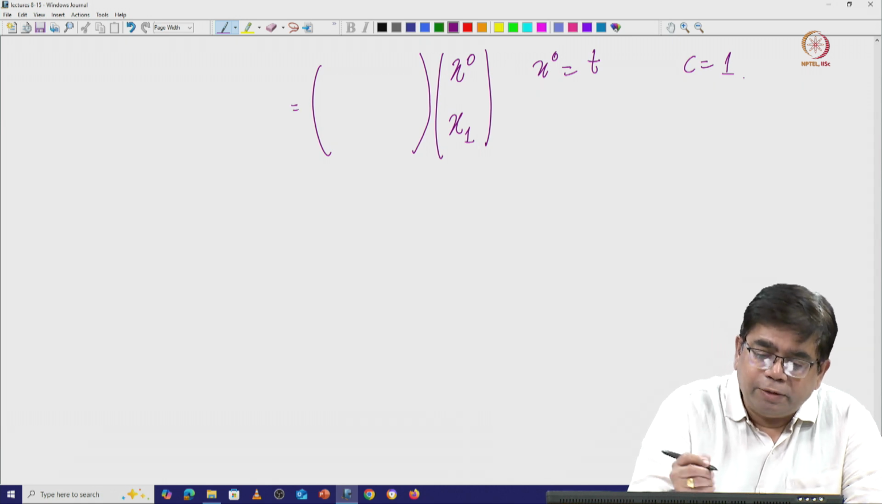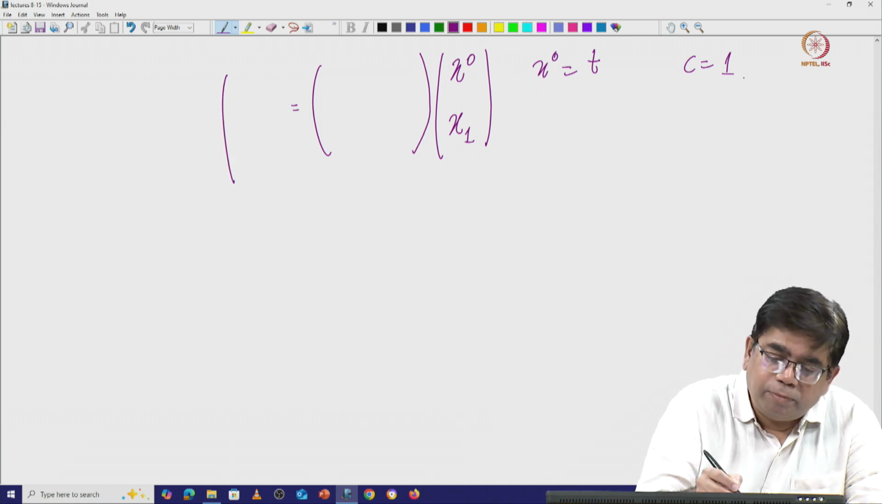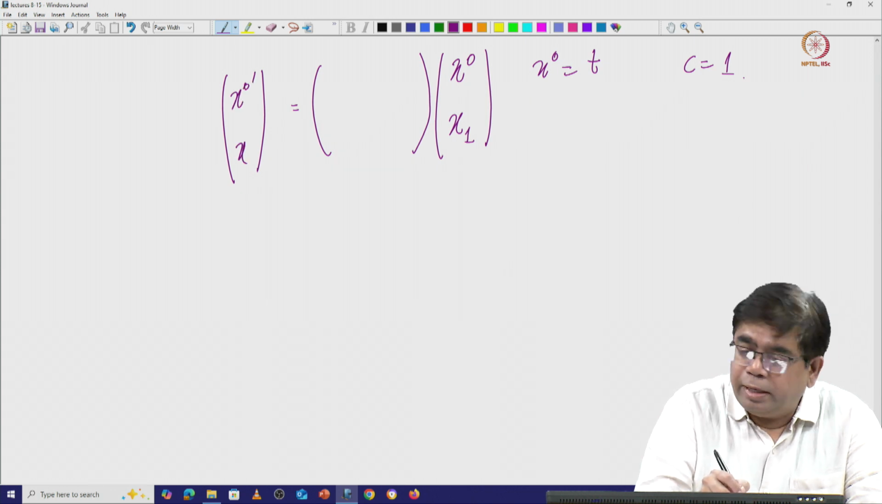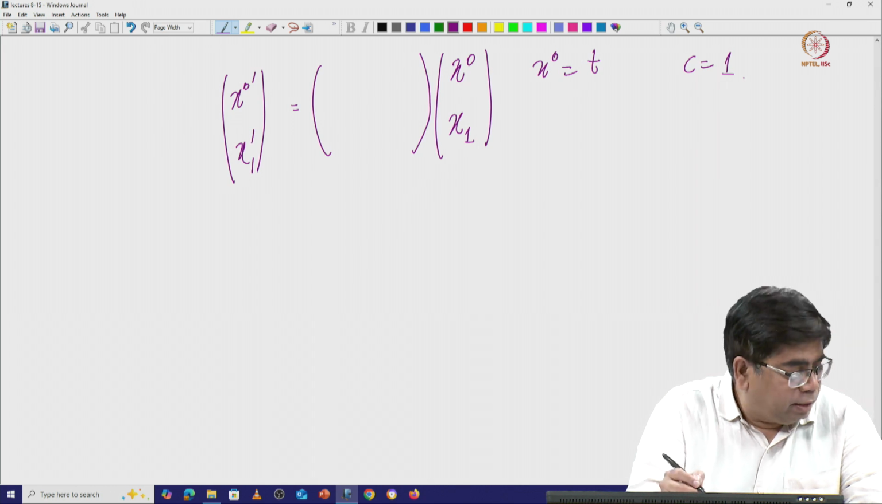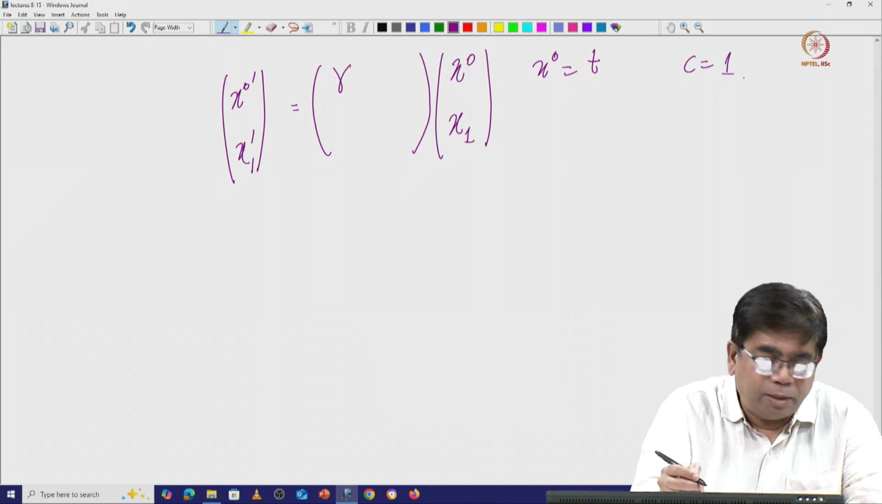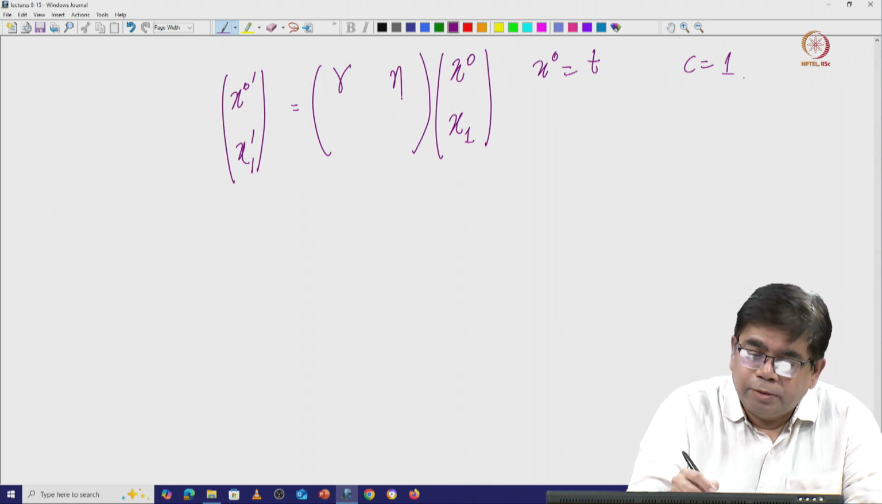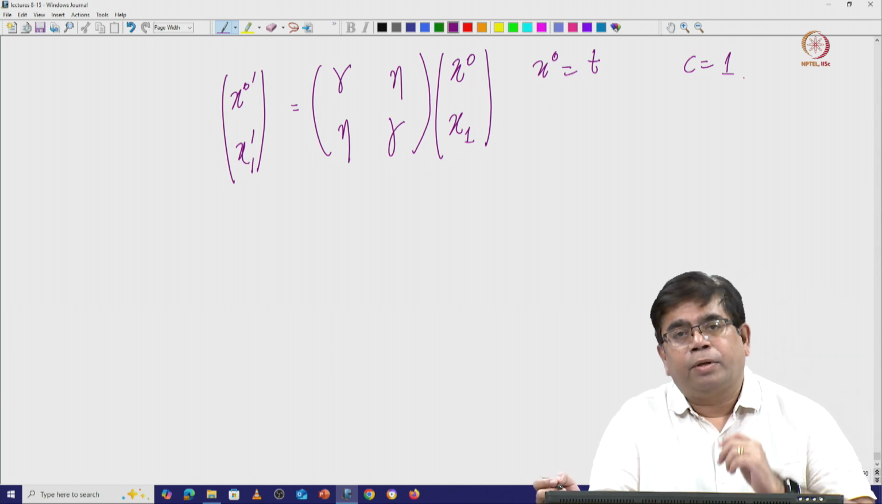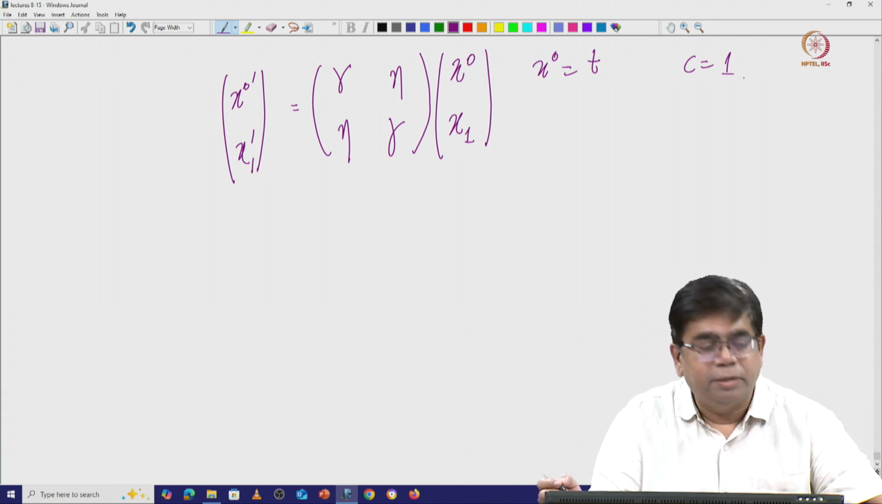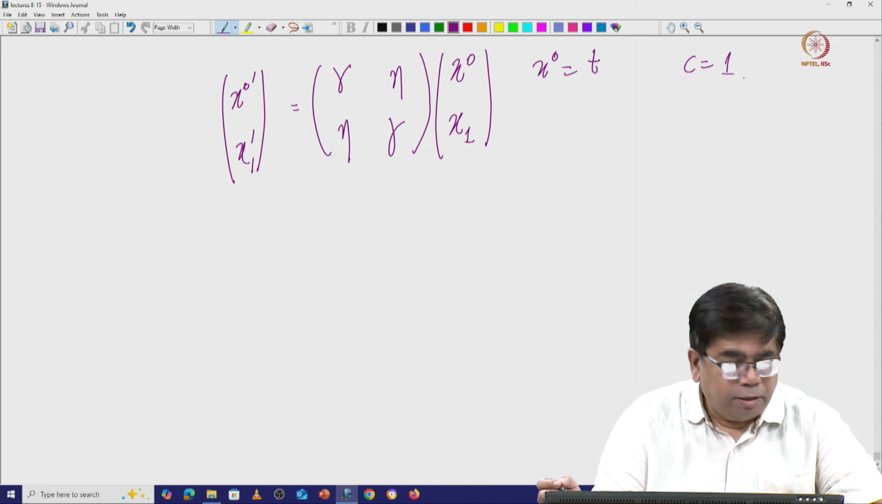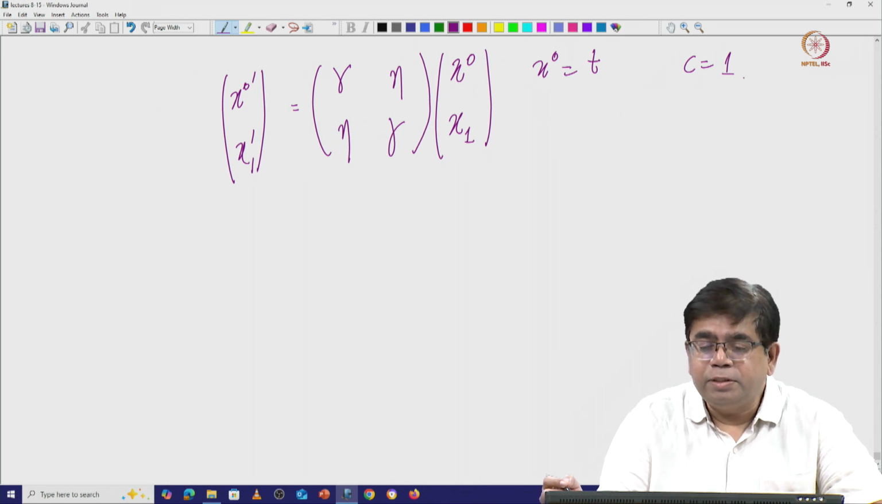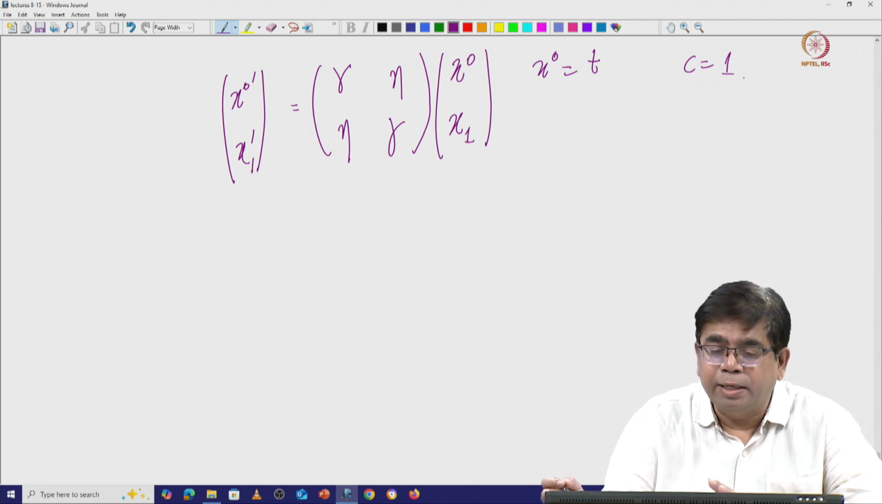So this is just to set the notation. Essentially this gets transformed into x0 prime and x1 prime in terms of gamma, eta, and then eta gamma. Okay, I just wanted to introduce this notation. So first, let's see what gamma and eta are.